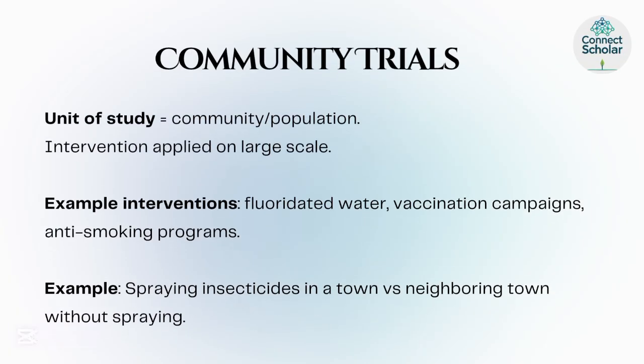Next is community trial. The unit of study or the target population in this kind of study is your community or a certain population living in a certain area. And an intervention is applied on a large scale in this kind of trial or study. The example of interventions in this kind of trial is fluoridated water, vaccination campaign, or anti-smoking programs. Now let's take an example of this kind of study: spraying insecticides in a town versus a neighboring town without spraying. This way, both the towns will be compared.